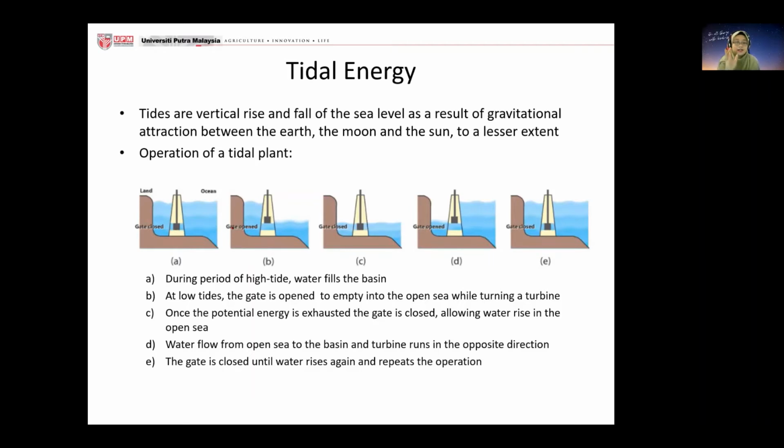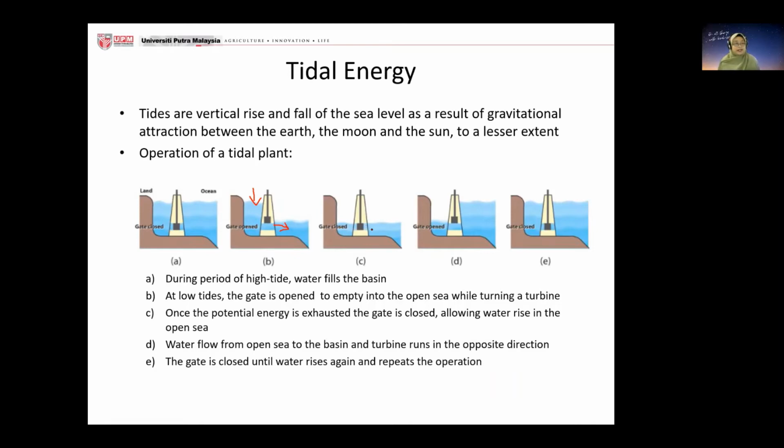Now, when it's filled up, the gate will be closed, and then you look at the tide at low tide. This gate will be open, and you have the potential energy here, where the water will flow out, and there will be a turbine here. The flow of water from here to here will turn the turbine and generate electricity, of course. So imagine the water is going out until it reaches the lowest point, after which the gate will be closed, right?